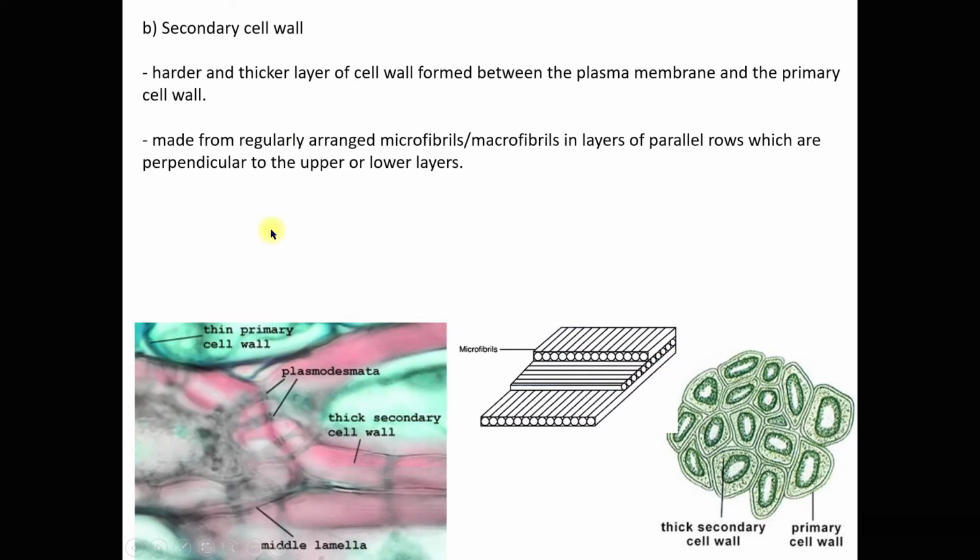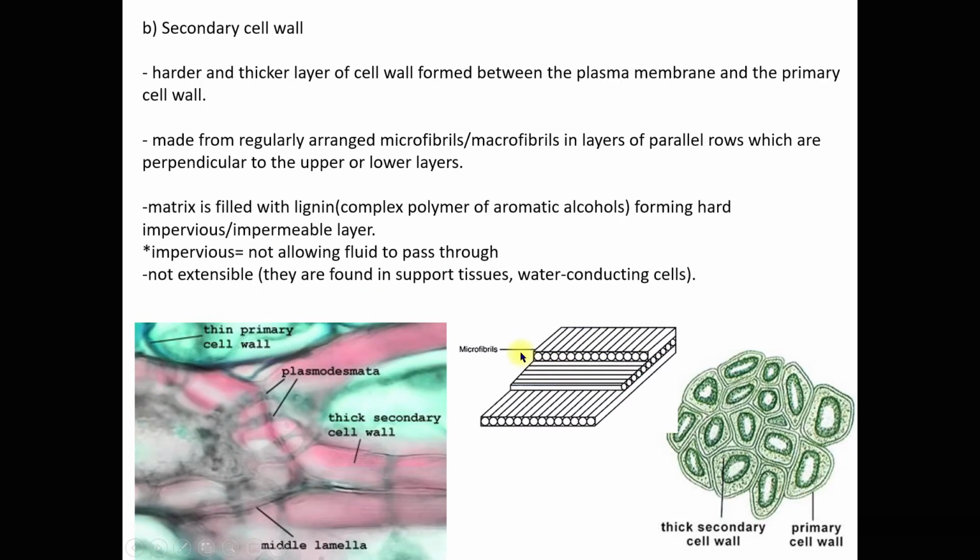Now the secondary cell wall is made from regularly arranged microfibrils or macrofibrils in layers of parallel rows which are perpendicular to the upper or lower layers. You can see how these microfibrils or macrofibrils are arranged perpendicularly, right? Now, the matrix of this secondary cell wall, as you can see from here, this is the secondary cell wall, this matrix is filled with lignin, right?